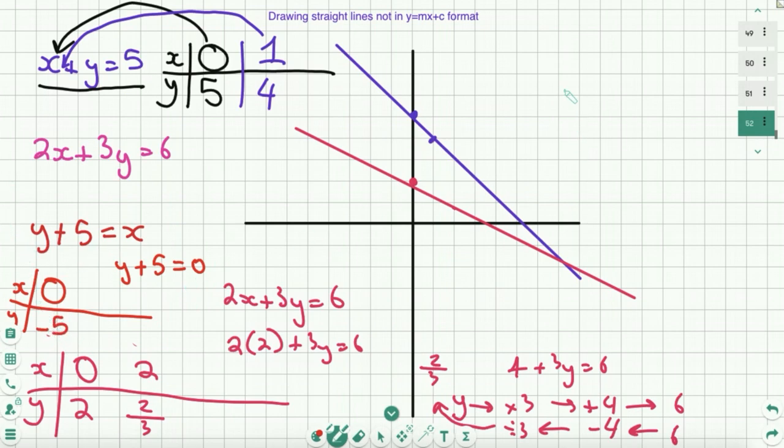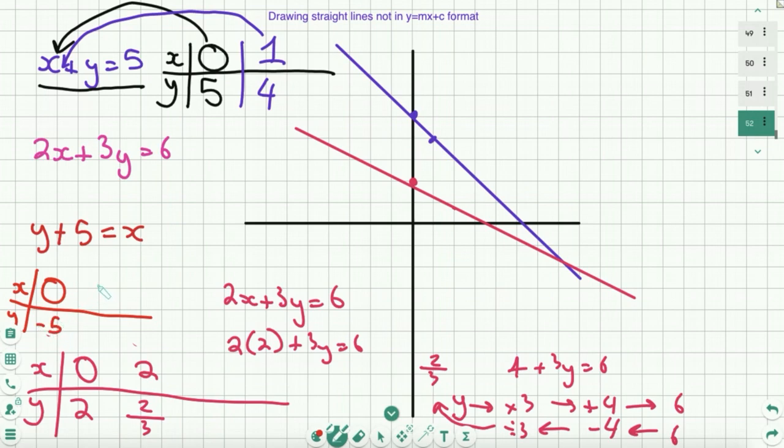You can also use your function machine. y is being added by 5 to make 0. Let's go backwards. 0 minus 5 is y. 0 minus 5 is negative 5. So y is negative 5. Let's choose another value for x.